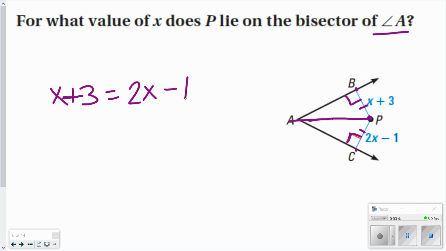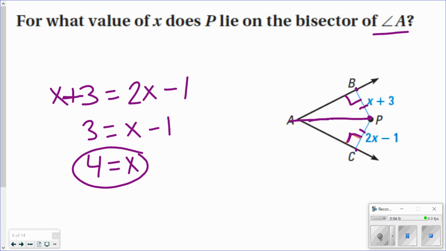Let's solve for x. So I'm going to subtract 1x from each side. So 3 is equal to x minus 1. Add 1. So 4 is equal to x. And I can double check that this is correct by plugging x back into my equation. When I do so, I end up getting that this is 7 and this is 7. They both are the same, which is good, meaning I found my correct x value.